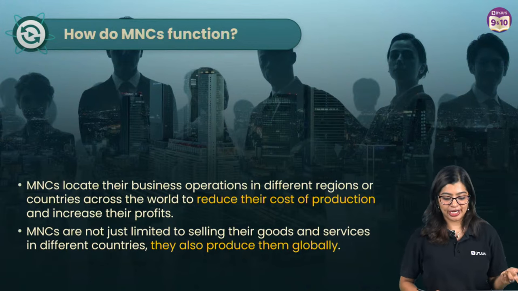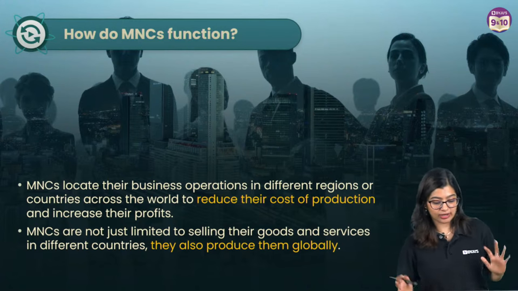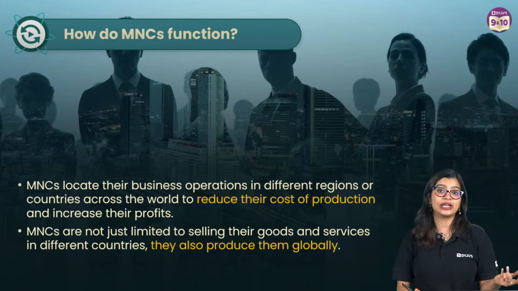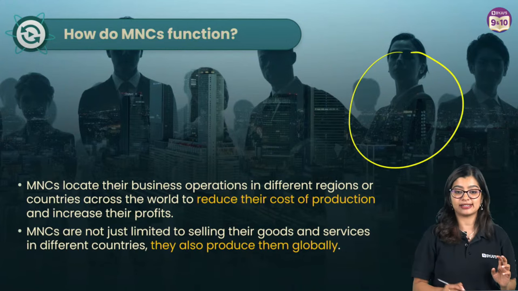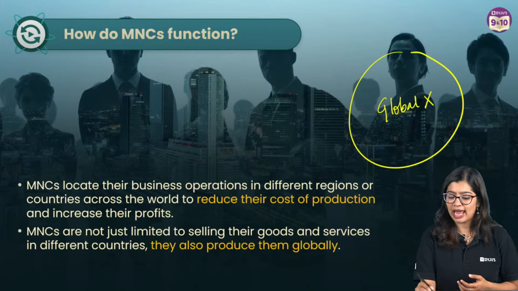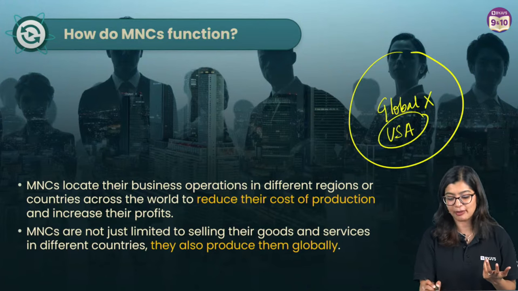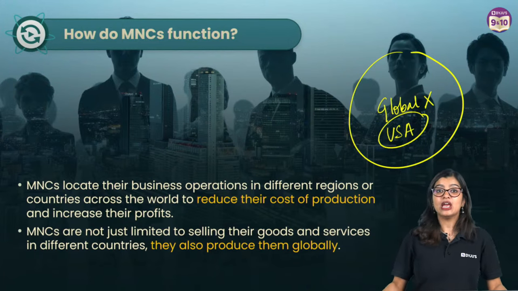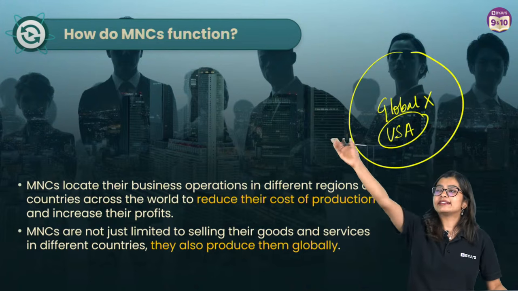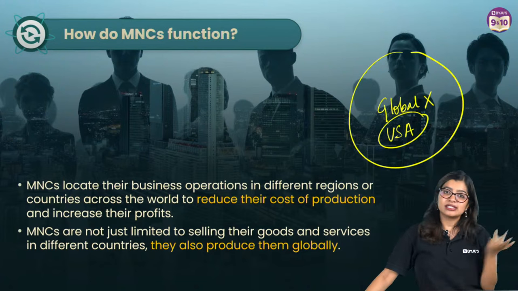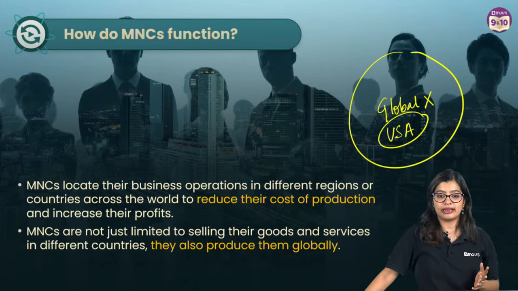Now, how do MNCs function? Now we've understood what is a multinational company, right? So MNCs, what they do is they locate their operations in different parts of the world. Now, why are they doing that? If I am Global X, which is based out of the United States of America, why can't I just produce all my things in America only? Why am I breaking my head, sending something to China, sending something to India, sending something else to Mexico? What is the need? I can just do it within my own country, right?